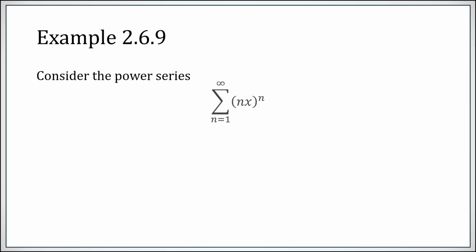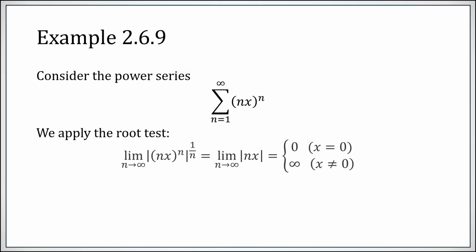Another example, consider this power series, nx all raised to the n. Let's apply the root test. We take the absolute value of the general term to the 1 over n, the nth power and the 1 over n cancel out. What's the limit as n goes to infinity of n times x in absolute value?